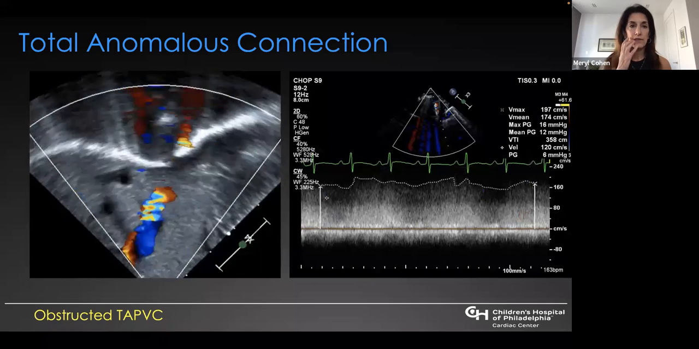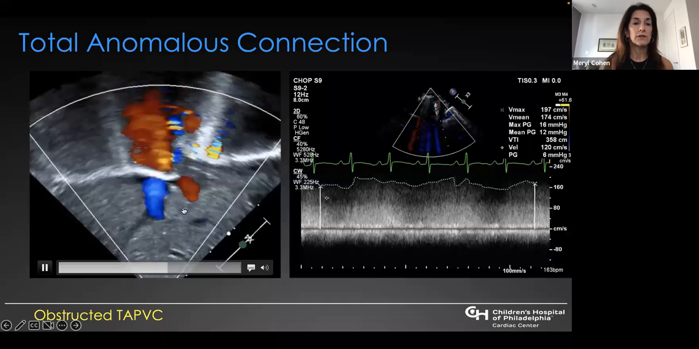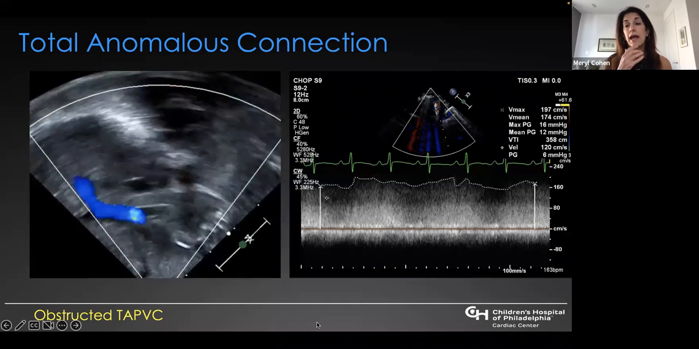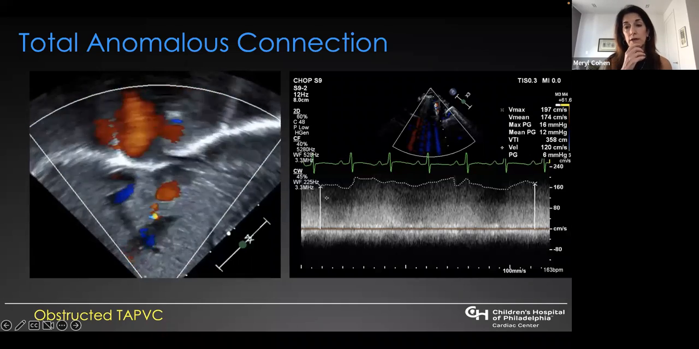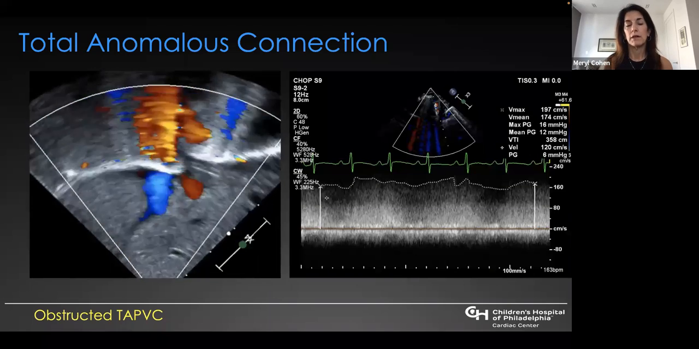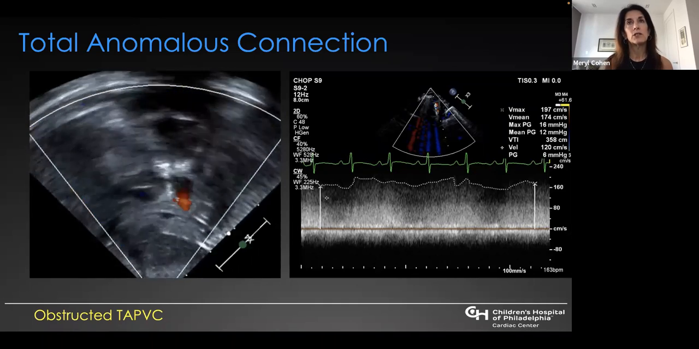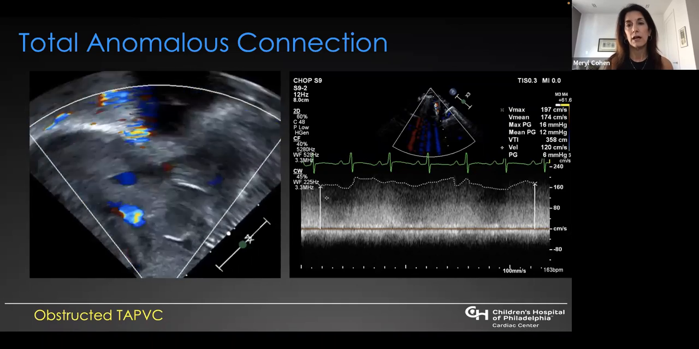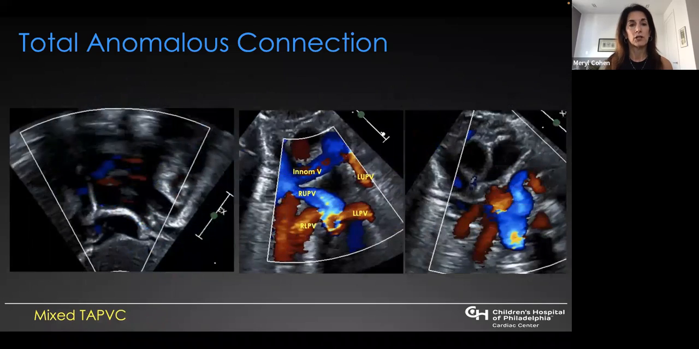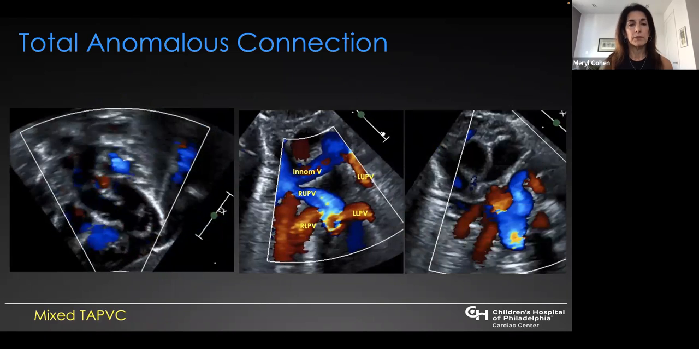You can also have obstructed veins, as I said, below the diaphragm. As you can see here, you can see the acceleration of flow as the vein makes its way into the liver. And you can Doppler this area and get a mean gradient, in this case, a mean gradient of 12 millimeters of mercury indicating obstruction. Of course, these patients will also have cyanosis, so you're not only relying on the echo to make the determination of obstruction. And then the dreaded mixed total anomalous pulmonary venous connection.